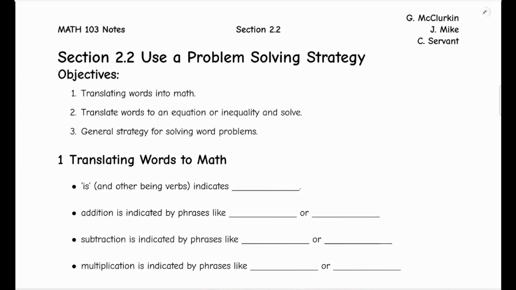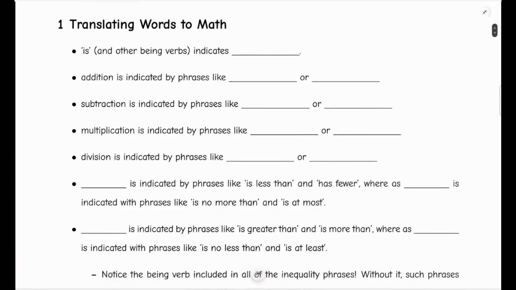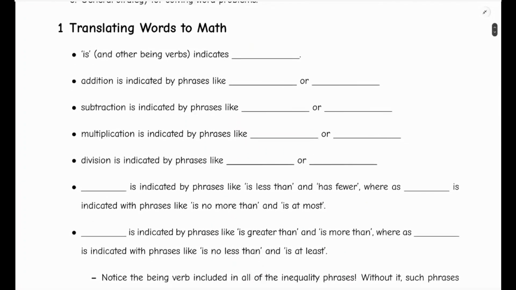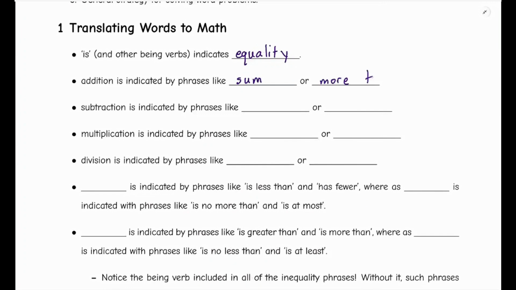Hello, we're going to start section 2.2 today, use a problem-solving strategy. Translating words to math. Is and other being verbs indicate equality. Addition is indicated by phrases like sum, or more than, or in addition to, or there's plenty of others as well.